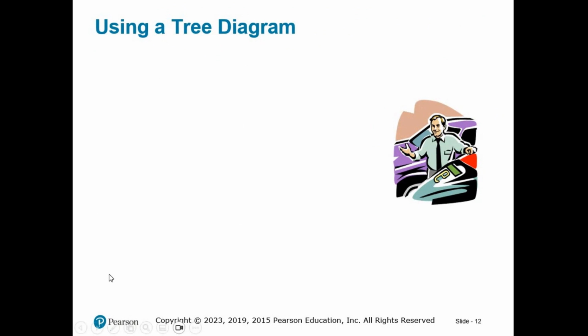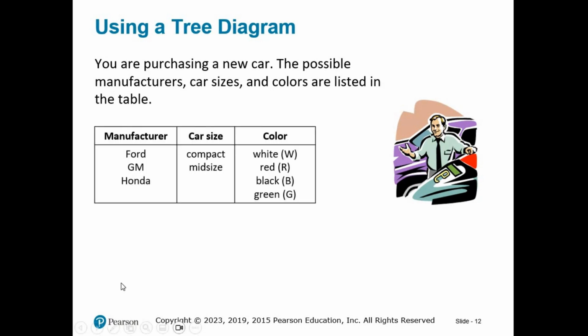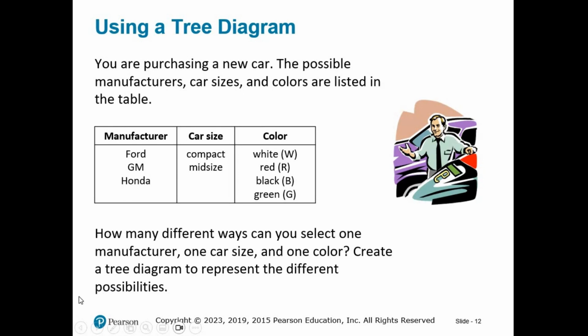So for instance, let's say you're purchasing a new car. The possible manufacturers, car sizes, and colors are listed in the table. How many different ways can you select one manufacturer, one car size, and one color? Create a tree diagram to represent the different possibilities.